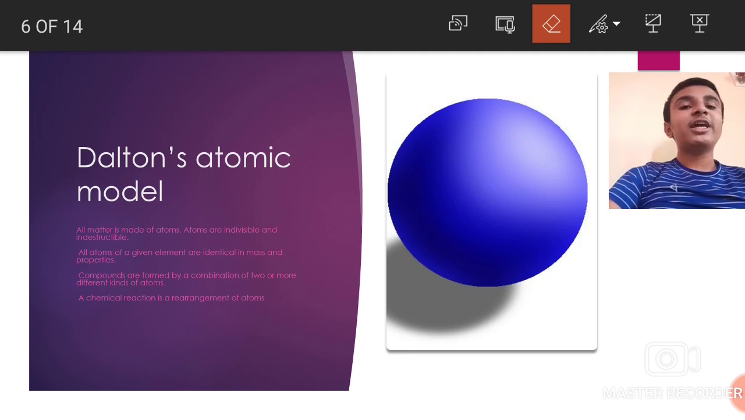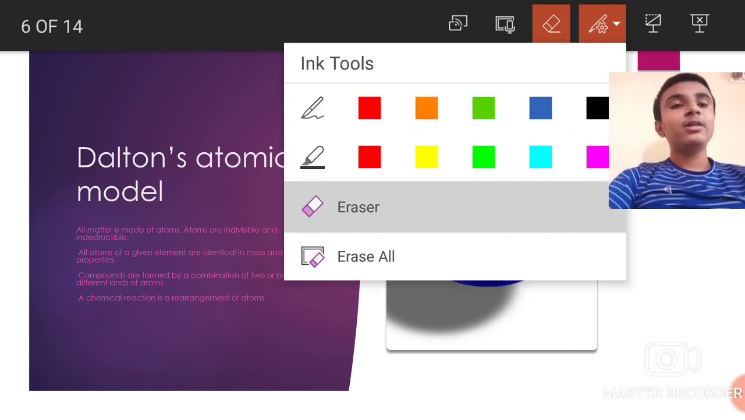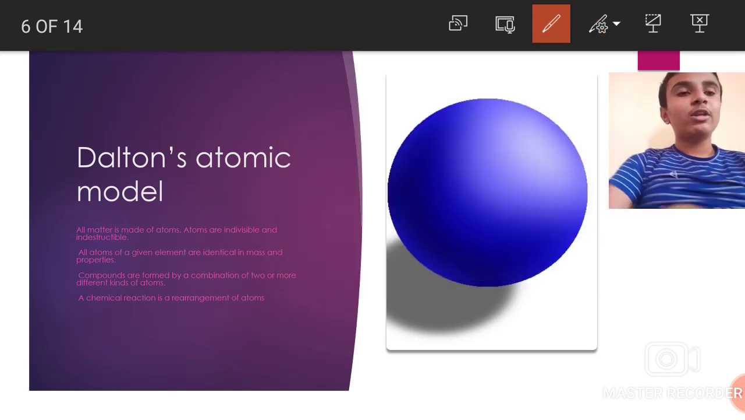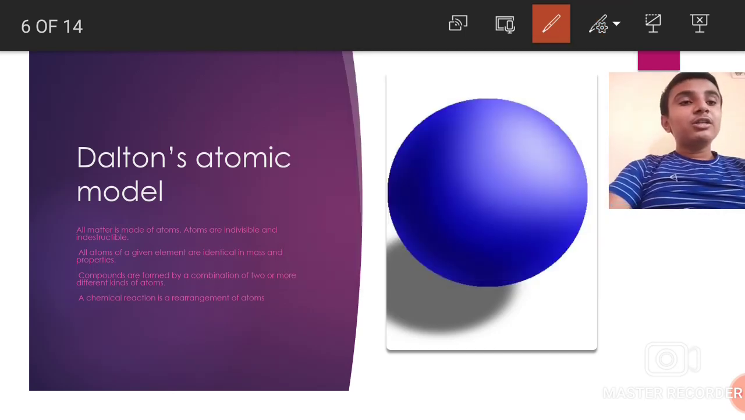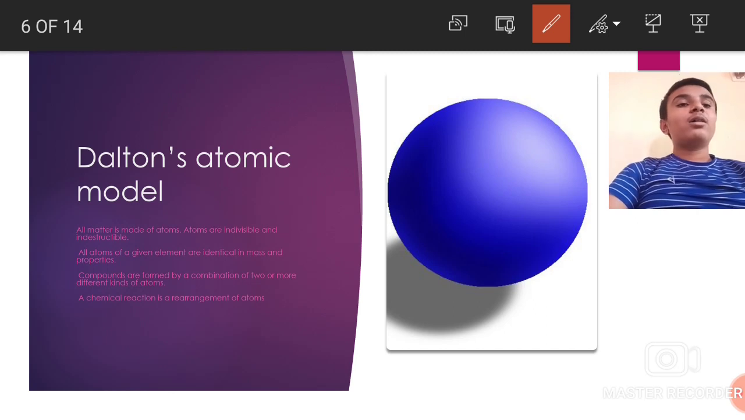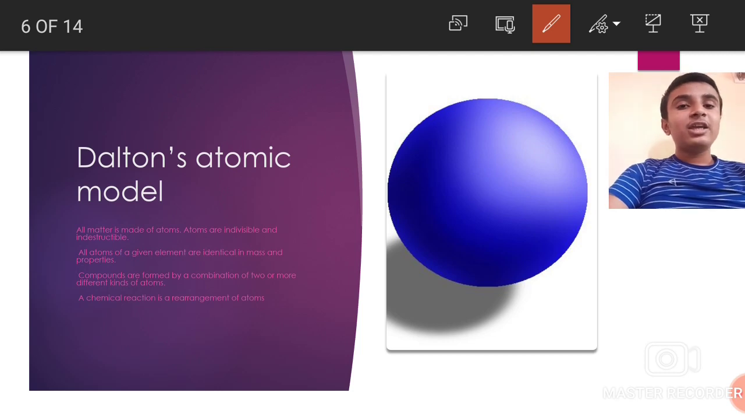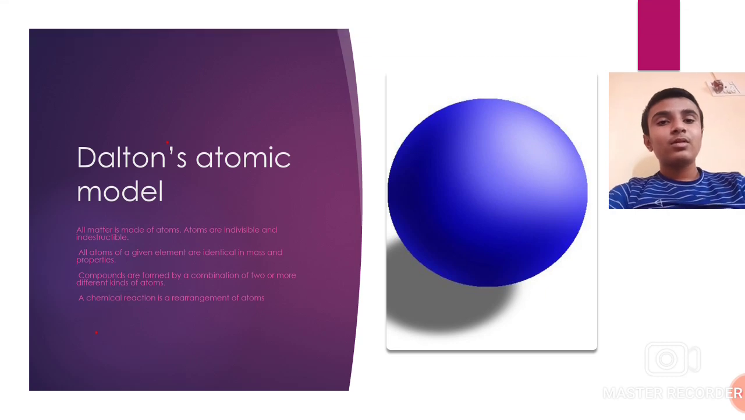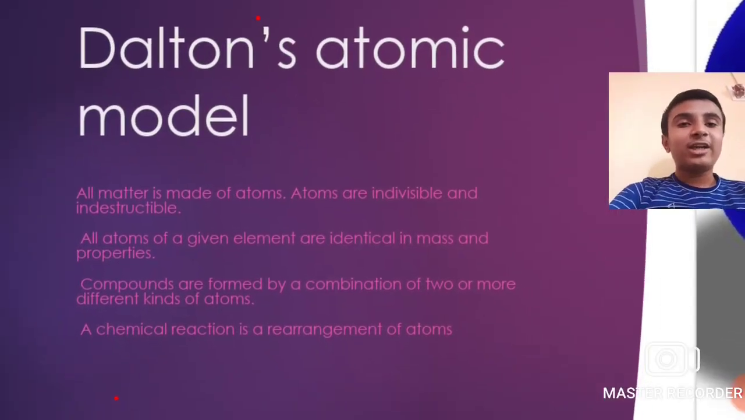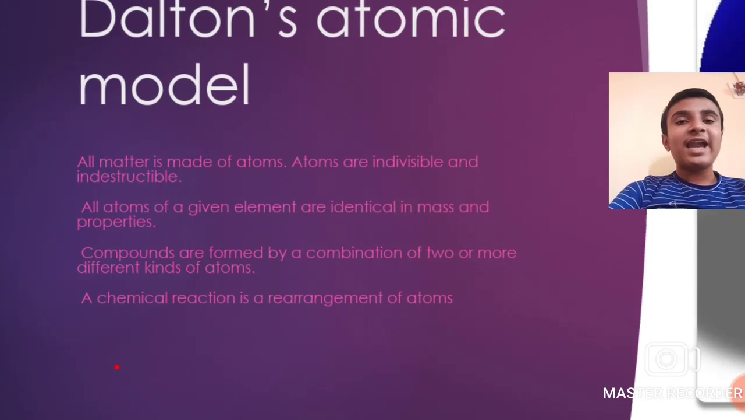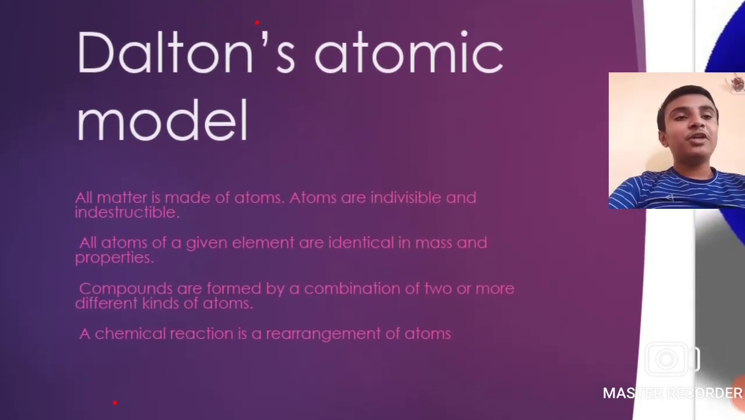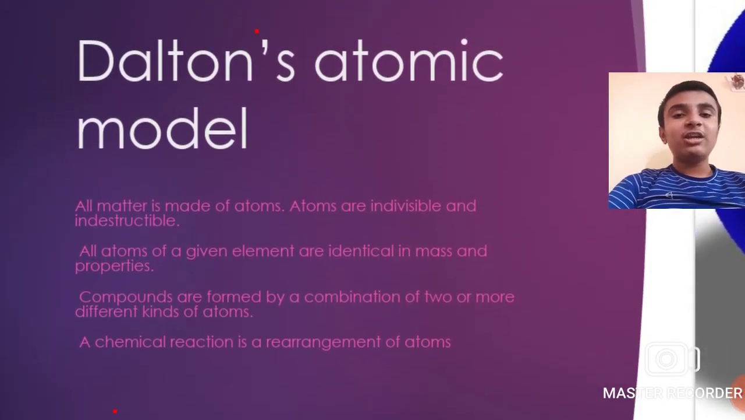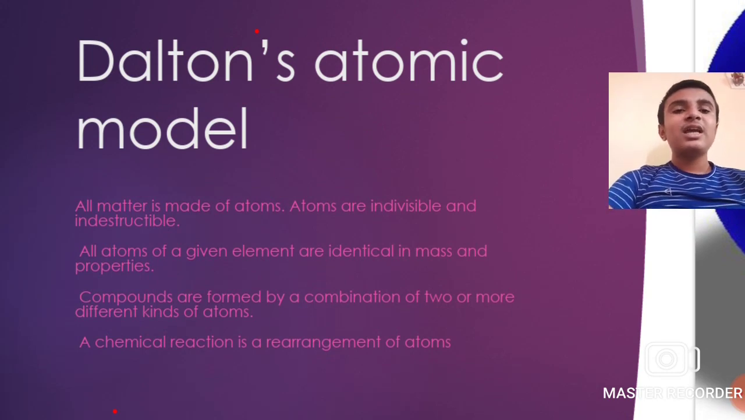that we call Dalton's atomic model. Yes, friends, Dalton's atomic model. So Dalton stated that the theory proposed by Democritus was absolutely correct. And he also stated with that theory that all matter is made up of atoms. Atoms are indivisible and indestructible. As it was proposed by Democritus, he took that point that all matter is made up of atoms. Atoms are indivisible and indestructible.